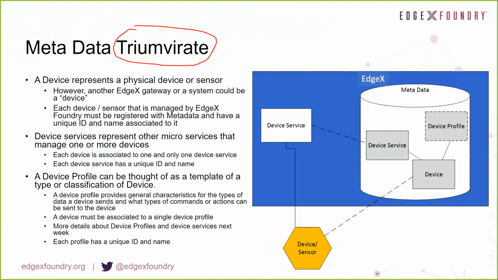The first one you need to understand is a device. As its name implies, this represents a physical device or sensor that EdgeX is connected to. It might also be, however, something like another gateway. It could be another EdgeX instance. It could be some other system. For example, we all know that there are products out there that we're talking about integrating with regard to EdgeX, things like IoTivity or Cura, or fill in your favorite system of choice. Those could be represented as a quote-unquote device as far as metadata is concerned.